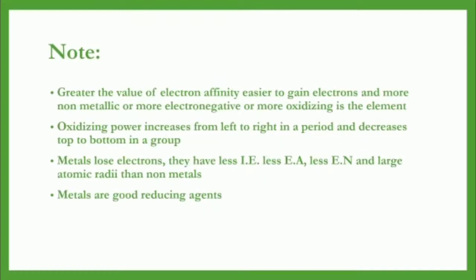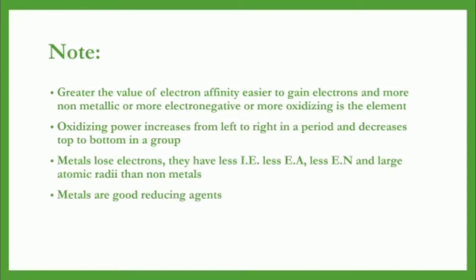Next one, the greater the value of electron affinity, the easier it is to gain electrons. So more tendency will be there to gain electrons. If it has more tendency to gain electrons, it will become non-metallic or more electronegative. Non-metallic we can call electronegative. Also we call it an oxidizing agent. So the more oxidizing is the element.